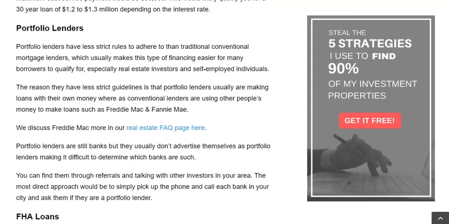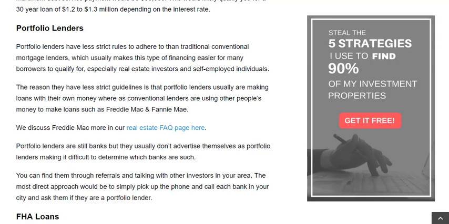Portfolio lenders. This is another option for financing. So let's say you've got multiple properties. You're trying to buy a portfolio of properties. Then a portfolio lender will give maybe a big loan, kind of like a jumbo loan, that finances the acquisition of all those different properties into one loan. So you're not taking out multiple mortgages.